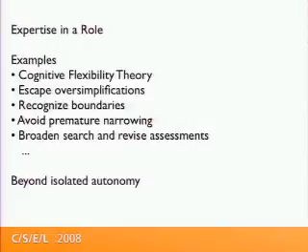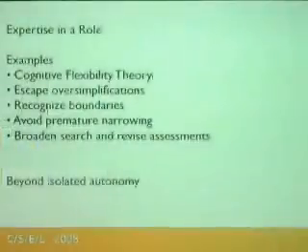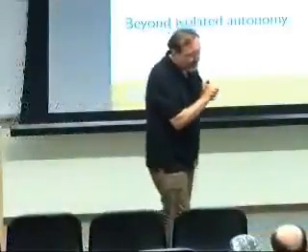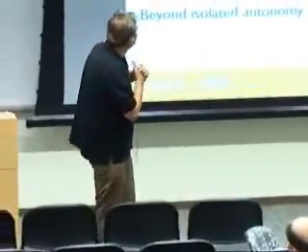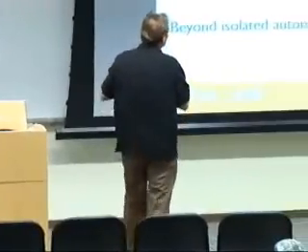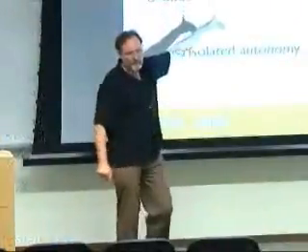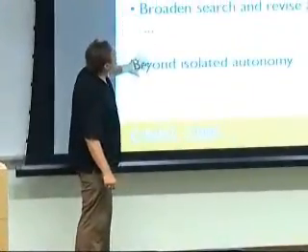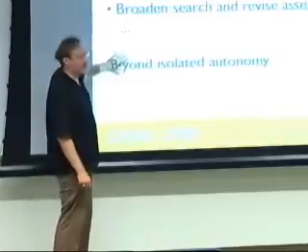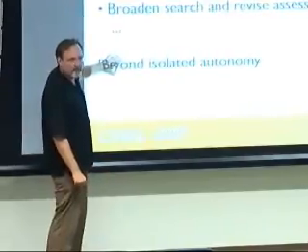So a couple quick examples. You know there's real specifics in our field about all this. Expertise in a role, well, we can run through things like Paul Feltovich and Rand Spiro's cognitive flexibility theory. How do we escape oversimplifications, the reductive tendency in their work? How do we recognize boundaries? How do we avoid premature narrowing in information analysis? How do we broaden search? How do we revise assessments? How do we reconceptualize or reframe? If you look at sense-making work from Karl Weick and Gary Klein, in all of these, expertise in a role is more than just being expert at one piece of things, having autonomous action on one skill, but connecting those together and being able to revise and switch.